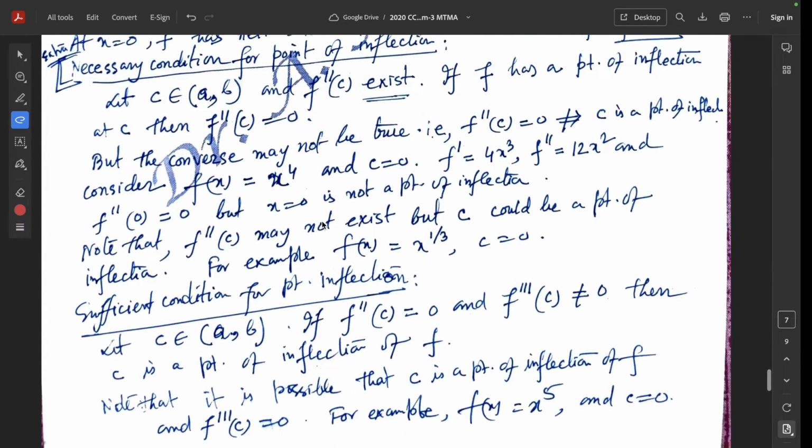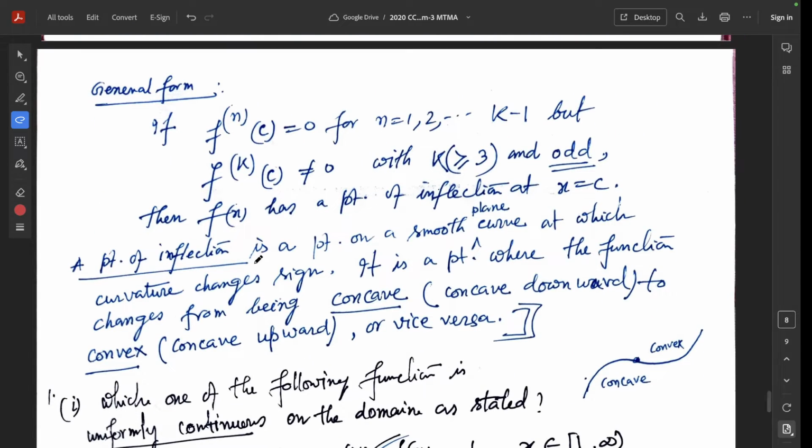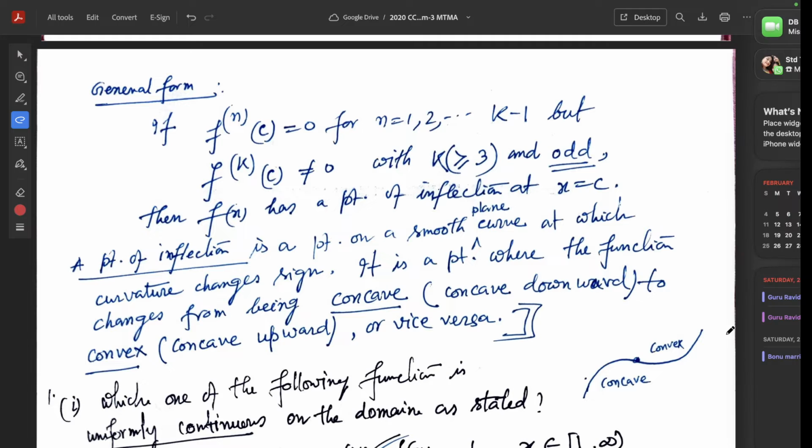What is the point of inflection? The point of inflection is a point on a smooth plane curve at which curvature changes sign. It is a point where the function changes from being concave downward to concave upward, or vice versa. This is concave downwards, and this is concave upwards.